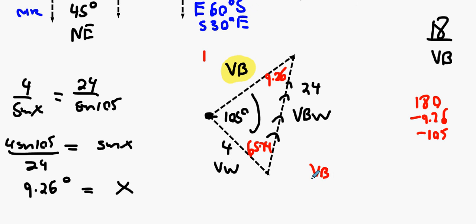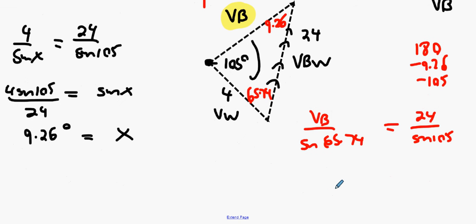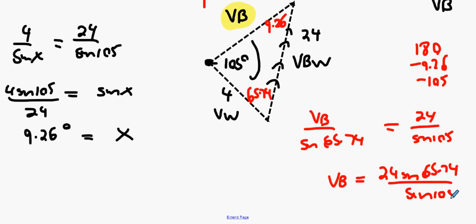Phi B over sine 65.74 equals 24 over sine 105. And then cross multiply to get phi B. So 24 sine 65.74 all over sine 105. And what do you get? 22.65? You all good with that?